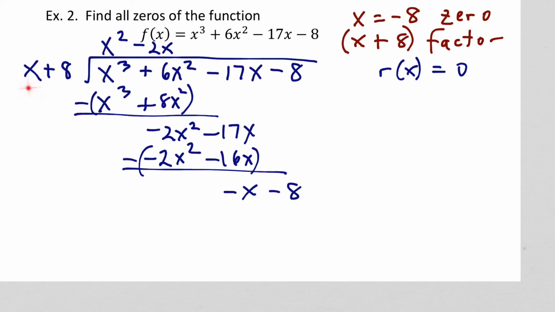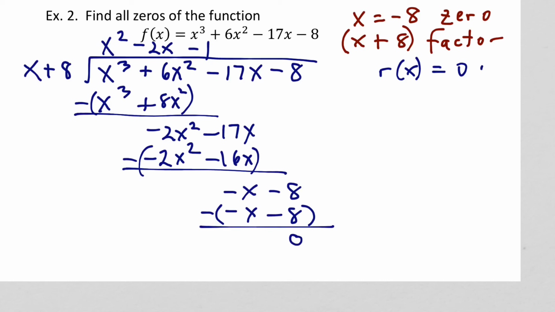So what times x gives me negative x? That would be negative 1. Negative 1 times x is negative x. Negative 1 times 8 is negative 8. And I subtract, and I get 0.